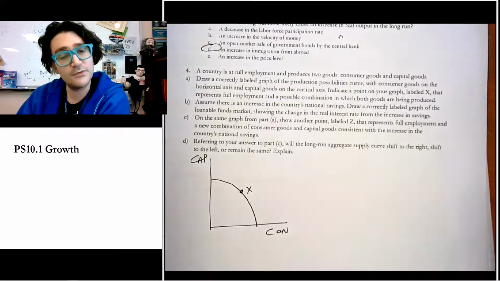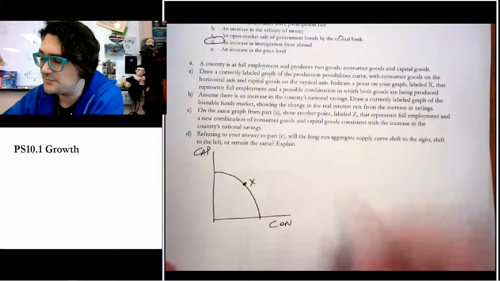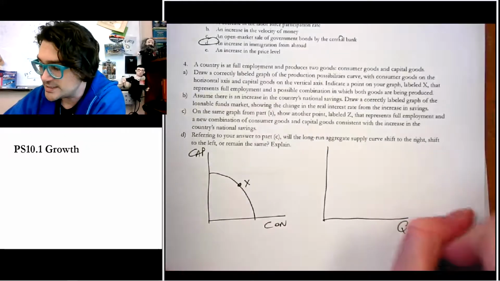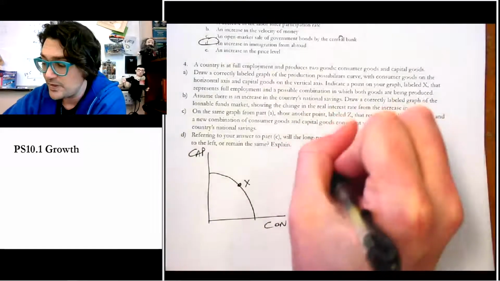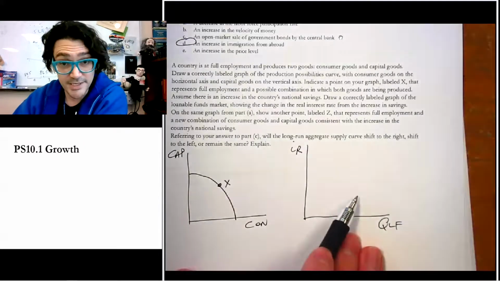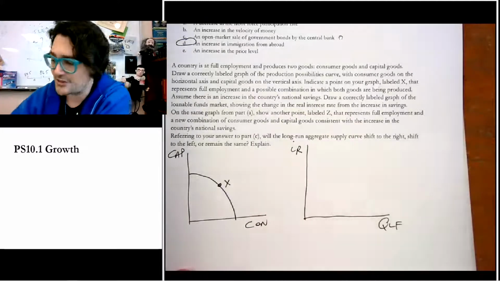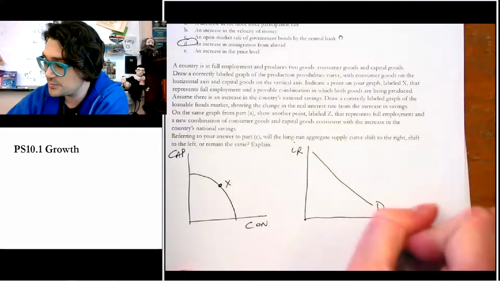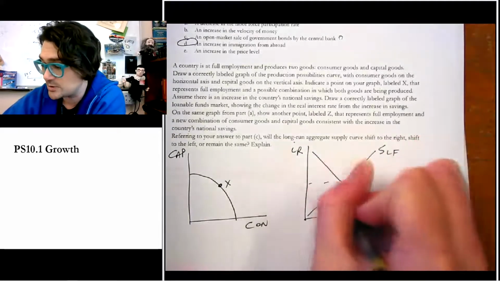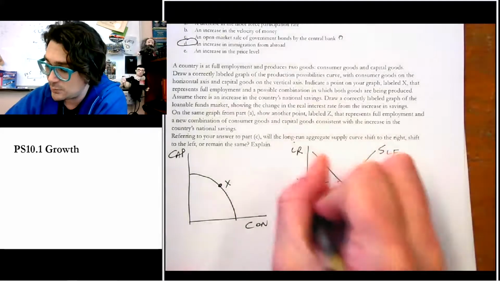Assume there is an increase in the country's national savings. Draw a correctly labeled graph of the loanable funds market showing the change in the real interest rate from the increase in savings. I like this one because this whole question is actually going to be about economic growth. But it does ask us to remember some things from other units. So this is from unit 8, and this is from unit 1, and we're going to put some things together here. So we know that the demand for loanable funds is downward sloping. We know the supply of loanable funds is upward sloping. And we'll just have Q1 and I1 here.